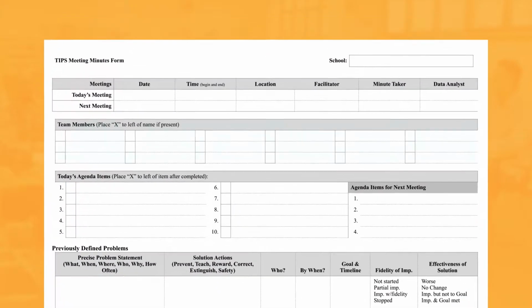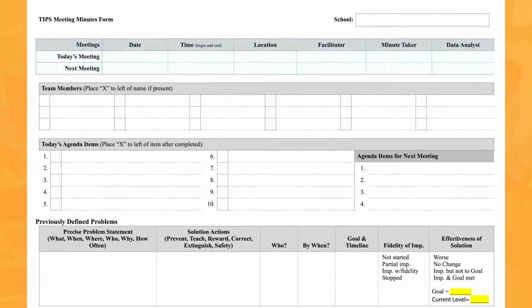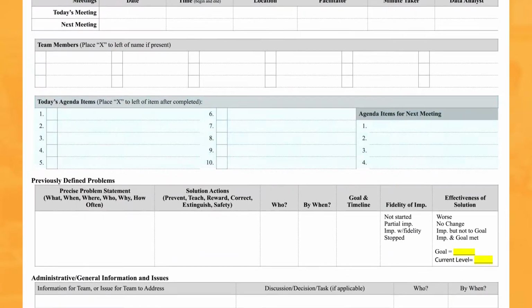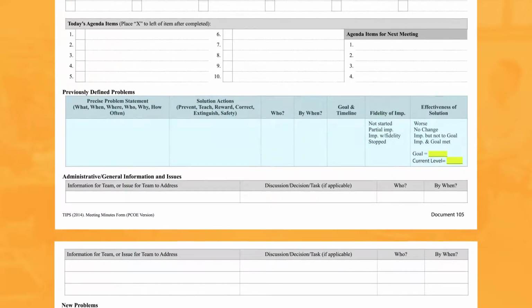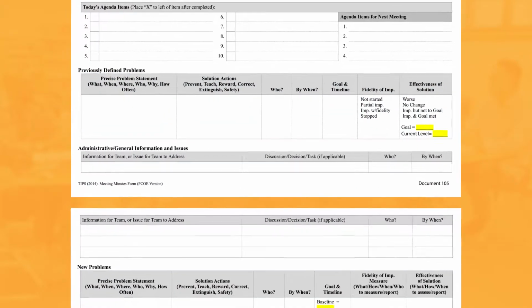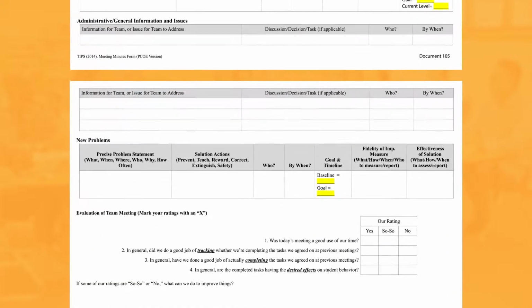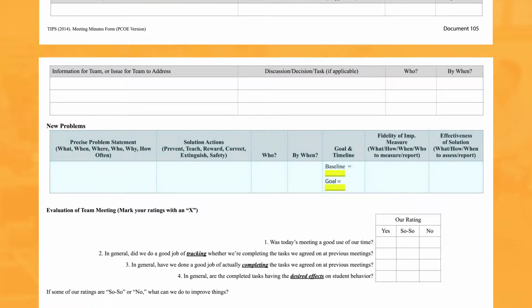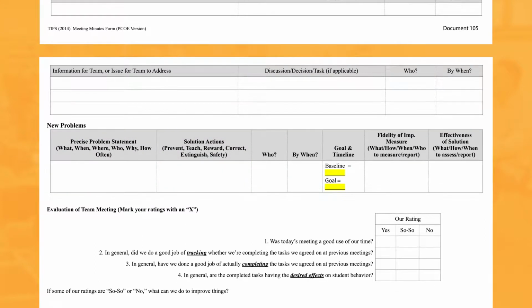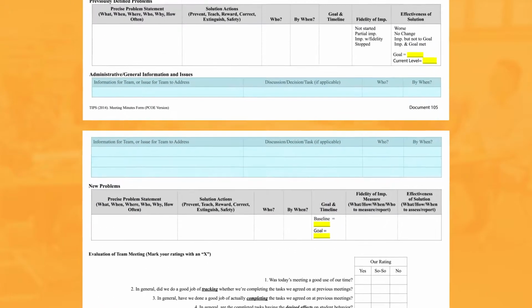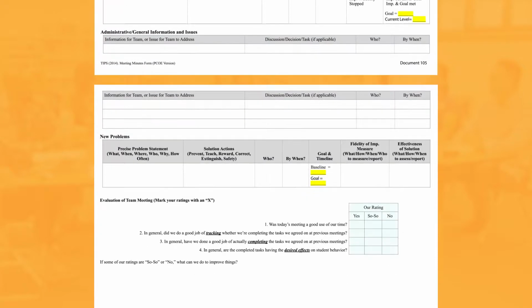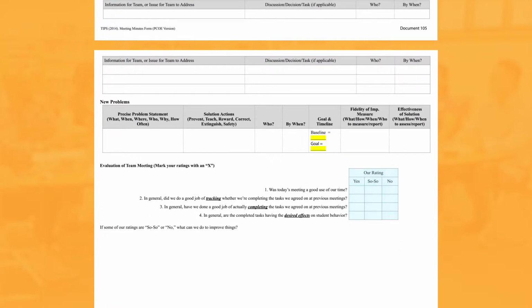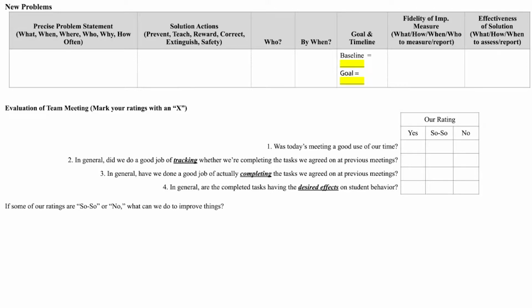The TIPS form allows you to really indicate who's on the team and what their roles are. The form continues by listing the agenda items that they hope to accomplish for the hour that we allot for the meeting. We then want to look back at our previously defined problems. What happened in the previous month and what impact did we have with our solutions? We now can look at our current month issues, our precision problem statement, our solution elements, and our action steps, including our goal and timeline. If there are any administrative or general information issues that we want to cover, now's the time. We can complete our TIPS meeting by making an evaluation of how well we did. Was today's meeting a good use of our time and resources?